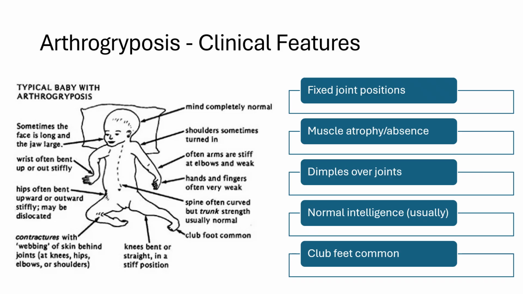The preservation of normal intelligence in most cases provides crucial information for family counseling. This tells you that while the condition affects the musculoskeletal system, it typically doesn't impact brain development, allowing these children to achieve normal cognitive milestones despite their physical challenges.